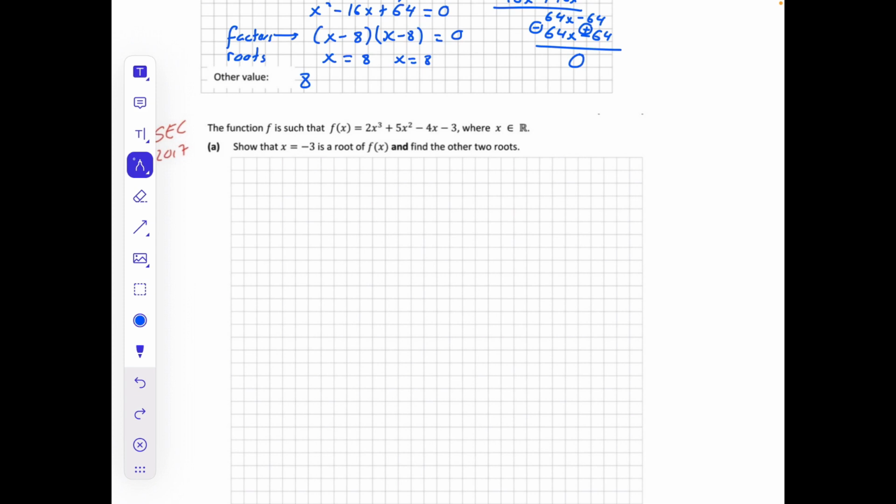Okay, I think at this stage you should be able to pause this video and give it a go and then check back in with the video. I'm going to start it now and see how you get on. So first, to show that something is a root, sub it in. Okay, fire that into your calculator. We get out 0. Therefore, x equal to minus 3 is a root.